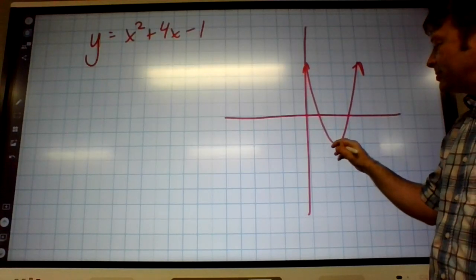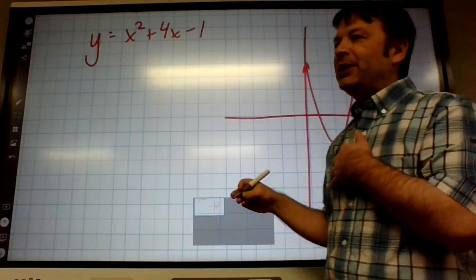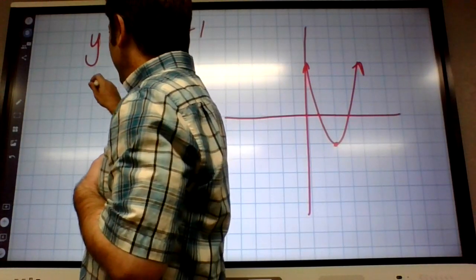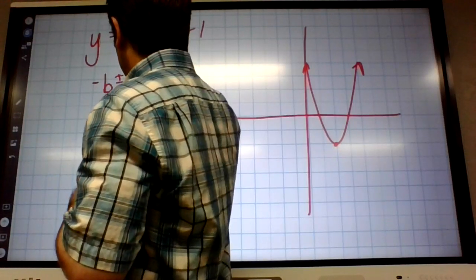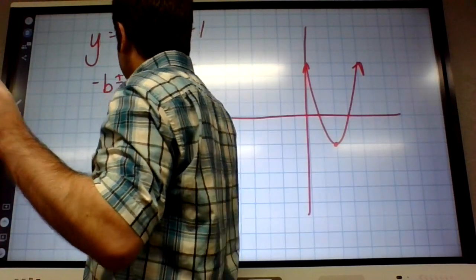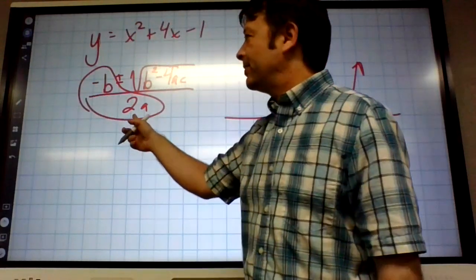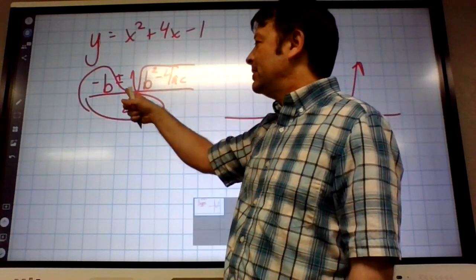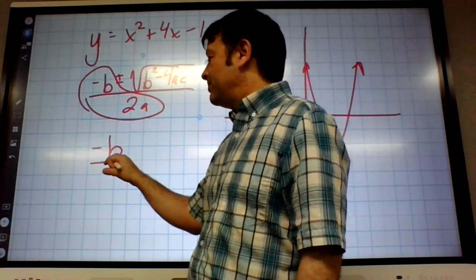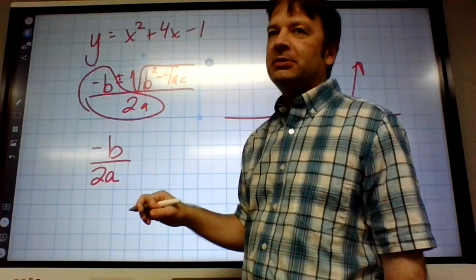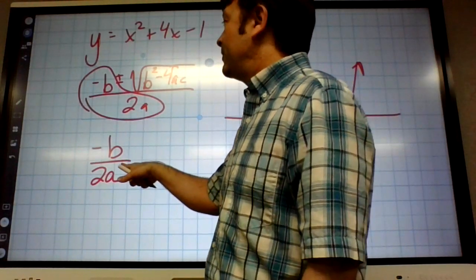This bottom point, you guys know what this point is called? It's called the vertex. A very important thing about the vertex is, you guys remember the quadratic formula? Negative b plus or minus, all over 2a. This is used to solve a quadratic equation, but the negative b over 2a can also be used to find the middle of the parabola. It tells you the x value of the vertex.